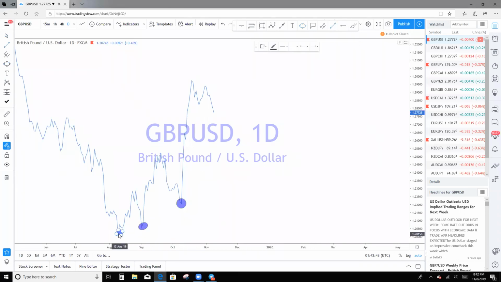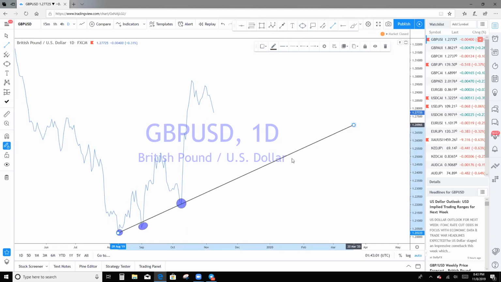So I like to take a trend line where those peaks are and just take a trend from one peak to the next, and extend this line out just like this, okay?